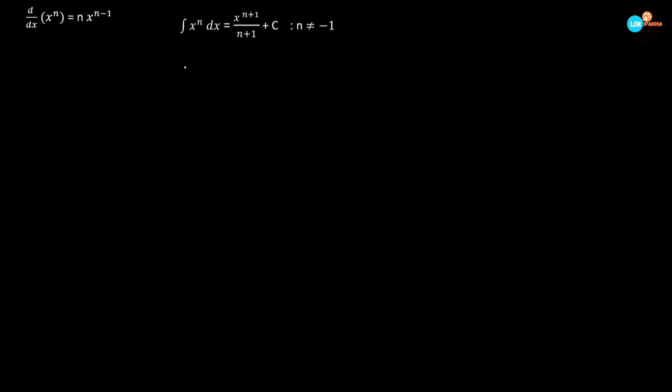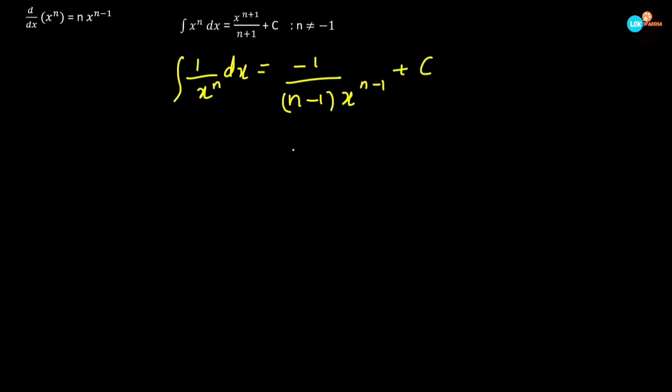Let me give you one more formula that is not so famous but a very important one. That is the integral of 1 divided by x to the power n dx. So that is equal to minus 1 divided by n minus 1 times x to the power n minus 1. Plus c is always there. Let me give you one example for this. What is the value of the integral of 1 divided by x square dx? So this is minus 1 divided by 2 minus 1, that is 1. So x to the power 2 minus 1, that is 1 itself, plus c. So integral of 1 by x square dx is minus 1 by x.